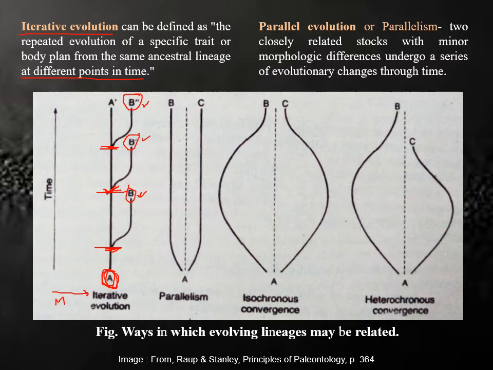So these newly evolved species at different times are solving the same problem in different ways, and that is why they almost look the same, like B, like B dashed, like B double dashed. These three almost look the same. So that is why it is said to be repeated evolution of the same specific trait from the same ancestral lineage. Repeatedly, the same evolutionary problem is solved almost in the same way by these three species, which come from the same ancestral lineage, ancestral taxonomic group. This type of evolution is known as iterative evolution.